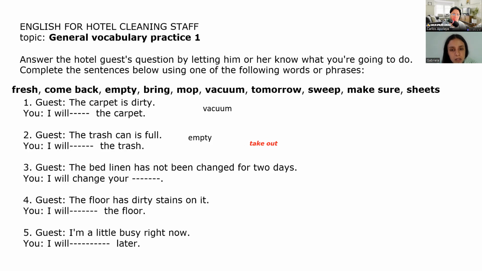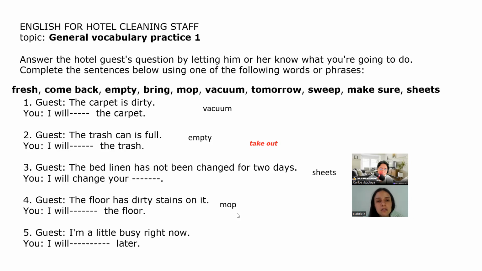I will change your sheets. The number 4 is mop. Mop viene como trapear. Right now, I will come back later. But before we continue, let me explain something.